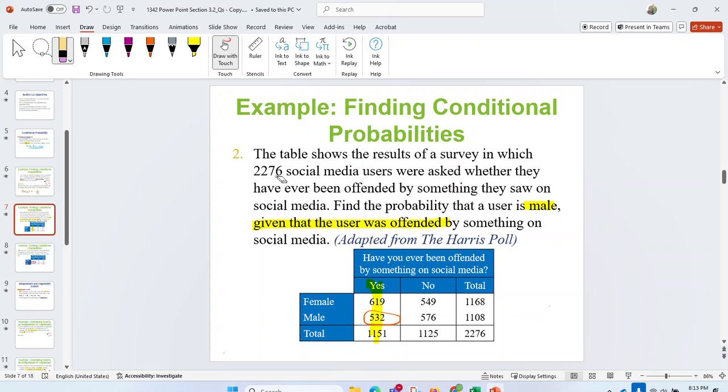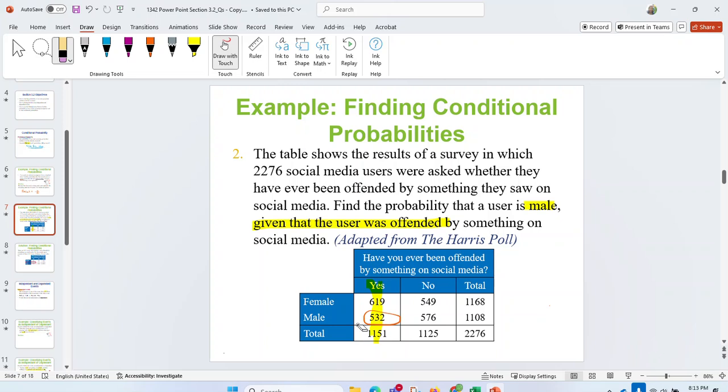Look at this one right here. This is a table. This is a survey in which 2,276 social media users were asked whether they have ever been offended by something they saw on social media. You want to find the probability that a user is male, given the user was offended by something they saw on social media. So this is another conditional probability, given the user was offended.